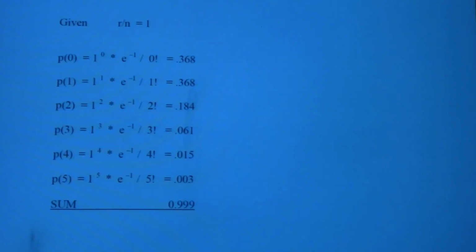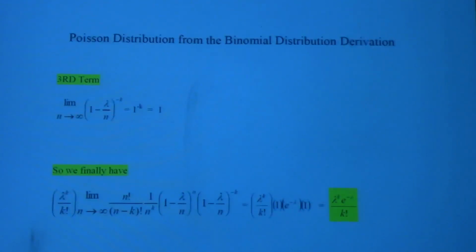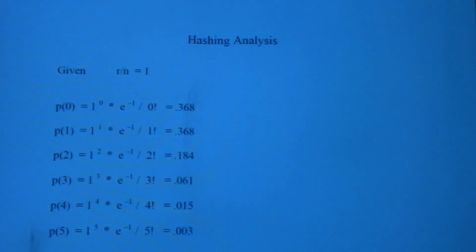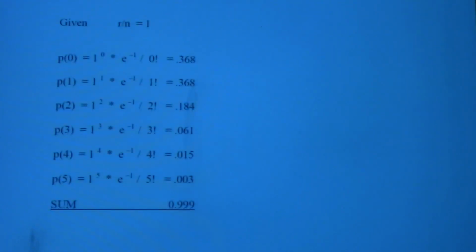Now, the important thing to notice here is that the value of R over N is our packing density, and that is also our parameter in the Poisson distribution. So our parameter in the Poisson distribution is going to be (R over N) to the K, e to the minus R over N, over K factorial. So this is very important. We're just plugging it in here, and you can try it yourself.